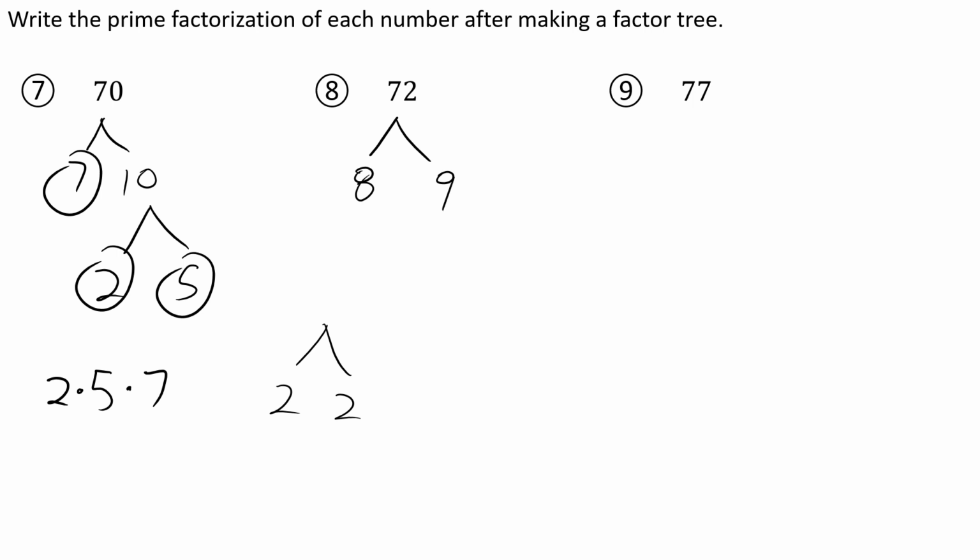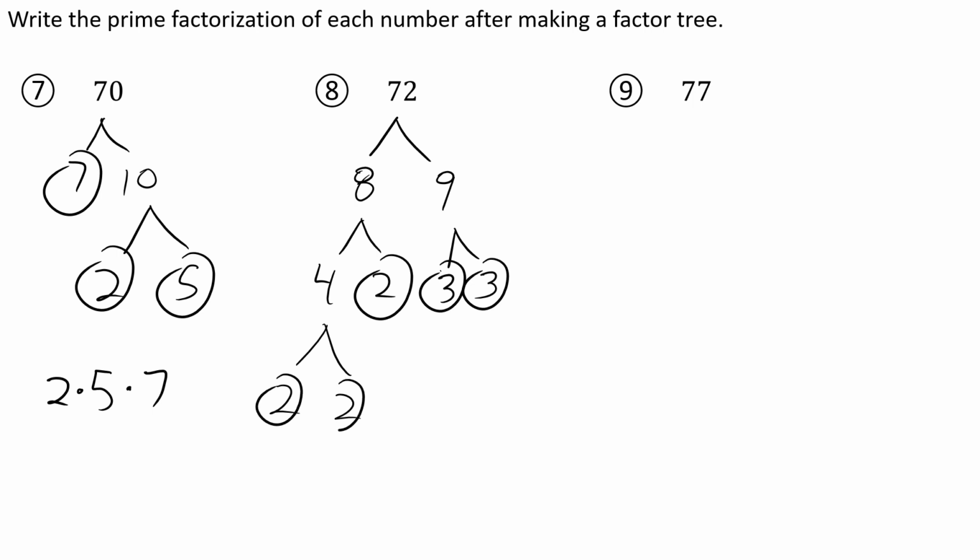For 72, I can start with 8 times 9. 8, of course, is 4 times 2. Circle the prime number 2. 9 is 3 times 3. Circle the prime number 3. Underneath the 4, I can put 2 times 2. Circle those because those are prime numbers. Now, the tree's done because every branch ends with a prime number.